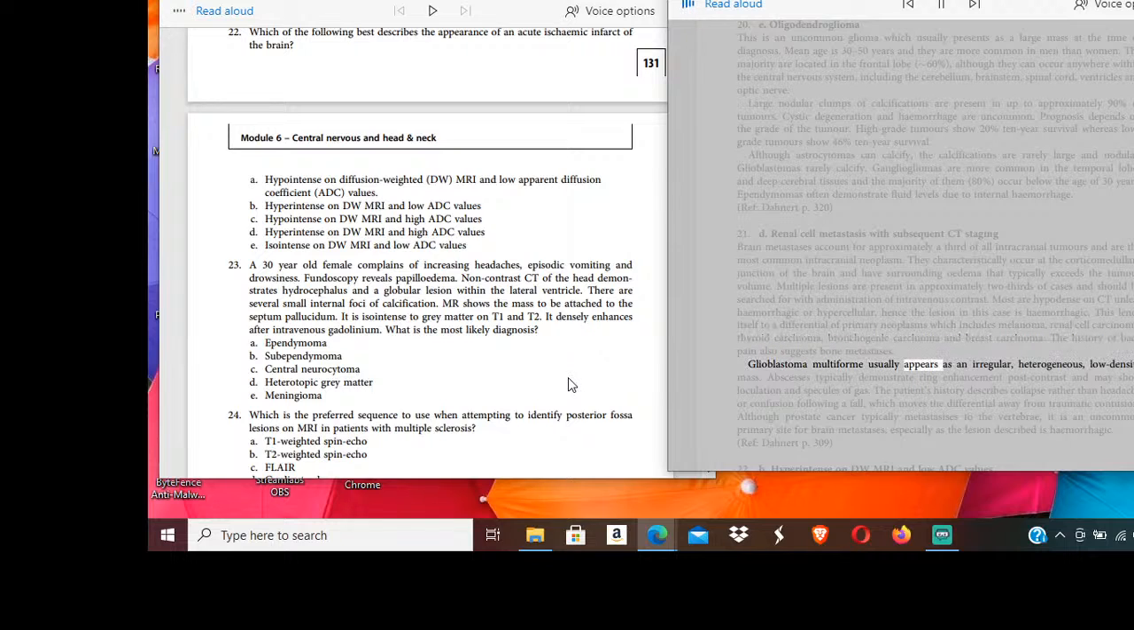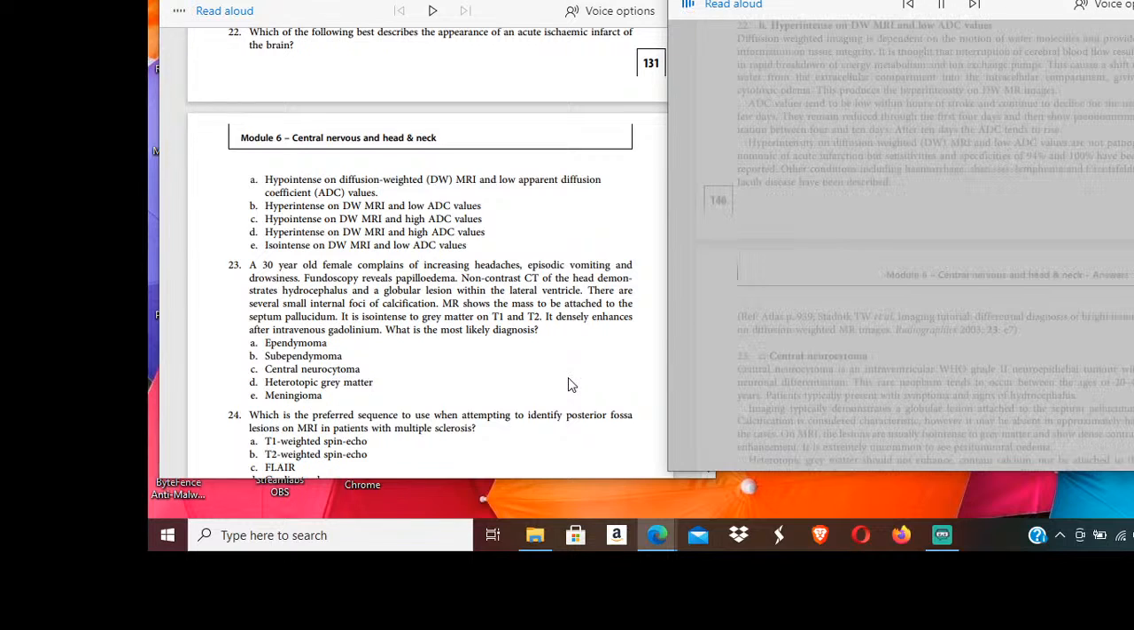Glioblastoma multiforme usually appears as an irregular, heterogeneous, low-density mass. Abscesses typically demonstrate ring enhancement post-contrast and may show loculation and spicules of gas. The patient's history describes collapse rather than headache or confusion following a fall, which moves the differential away from traumatic contusion. Although prostate cancer typically metastasizes to the vertebrae, it is an uncommon primary site for brain metastases, especially as the lesion described is hemorrhagic. Ref. Dannert P. 309.